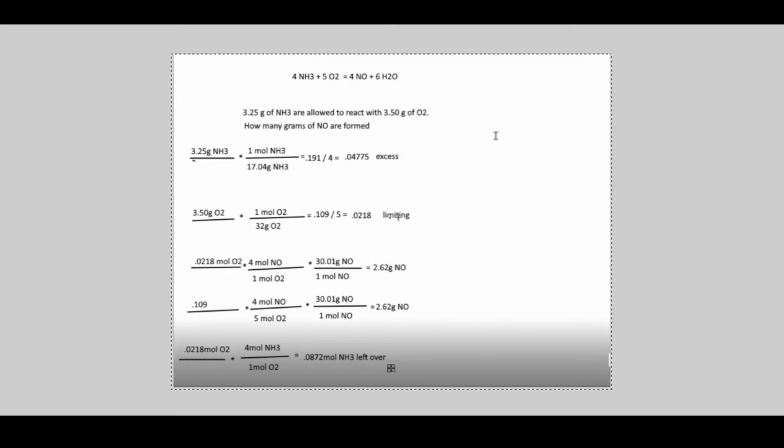So after you find the limiting, you plug the limiting into a problem where you find the number of grams, because it asks you how many grams of NO are formed. So you do what you did last video, where you go from grams to grams, or from moles to grams, which I didn't really show, but all you do is take out one step.